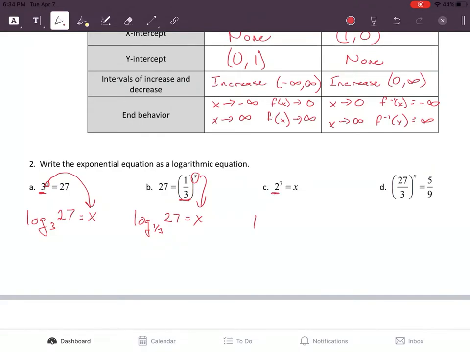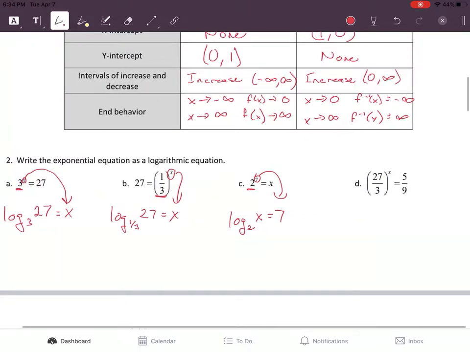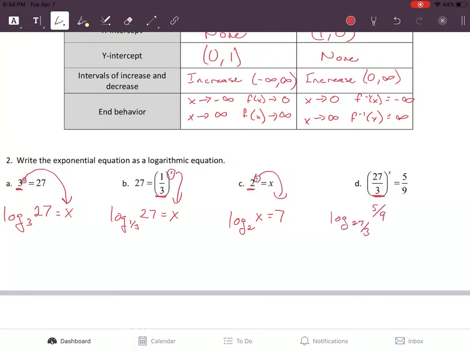All right, here your base is 2. Log base 2 of x is equal to 7. Again, your exponent becomes what the log is equal to. And then finally, here's your base. So you have log base 27 over 3 of 5 over 9 equals x. Again, your exponent is what your log is equal to, and your base becomes the base of the log.